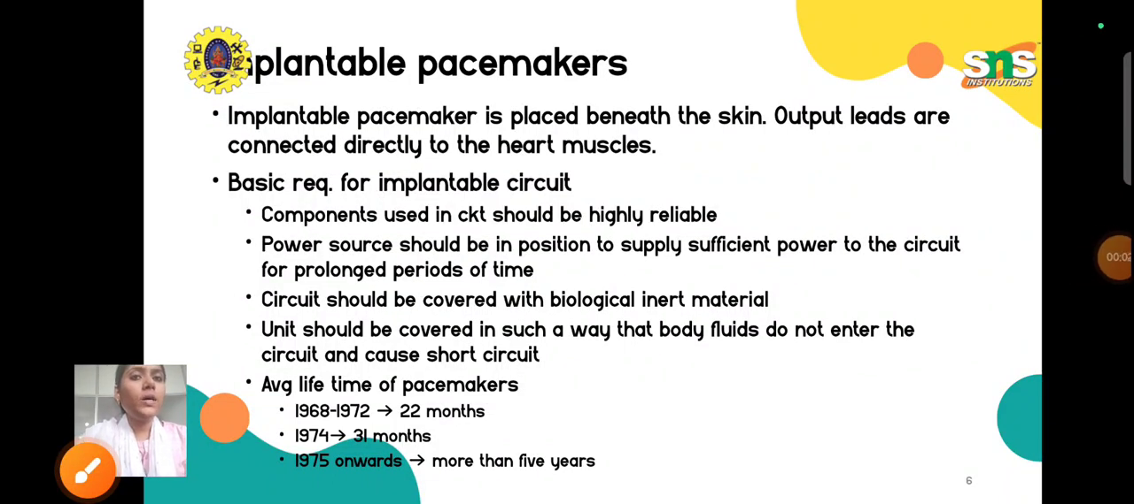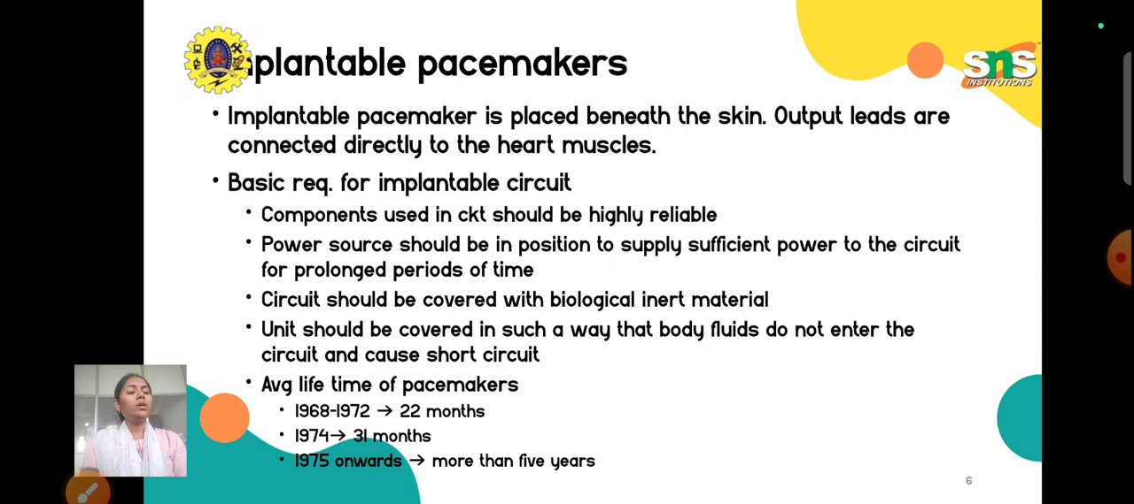Hi all. In this class, we are going to see the continuation of last class, that is classification of pacemakers. In last class, we discussed what is external pacemaker, right? So the next classification of pacemaker is implantable pacemaker, or otherwise we call it internal pacemaker.